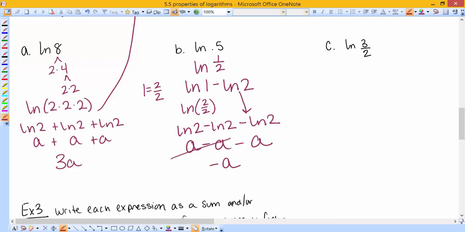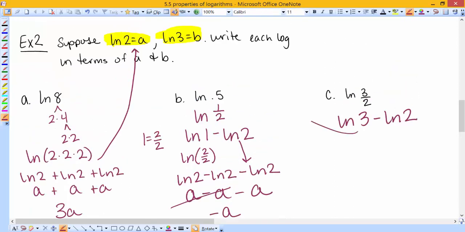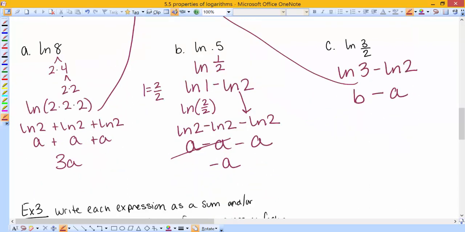And in C, again, I see a fraction. Fraction becomes division, property 4. Natural log of 3 minus the natural log of 2. It is important that you remember to put the numerator first. And if I look back here, the natural log of 3 is B, and the natural log of 2 was A. And since I can't simplify B minus A any further, it's going to stay B minus A.